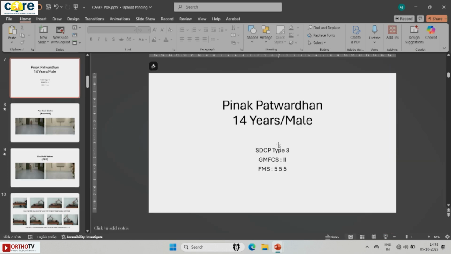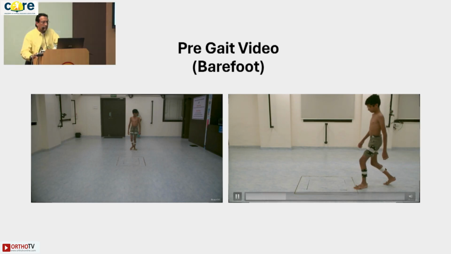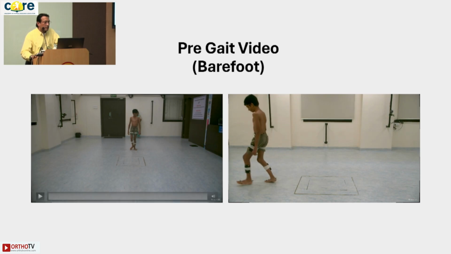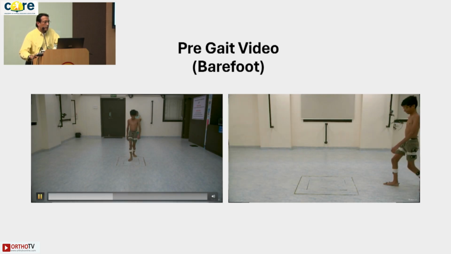So this is a 14-year-old child. He's a spastic diplegic, type 3, GMFCS 2, and that's his functional mobility scale. Now he actually was more involved on the right side. He was not a classical diplegic. So this is his, let me put it in the mode, sorry. So this is his barefoot walking pattern, and this is the coronal walking pattern.